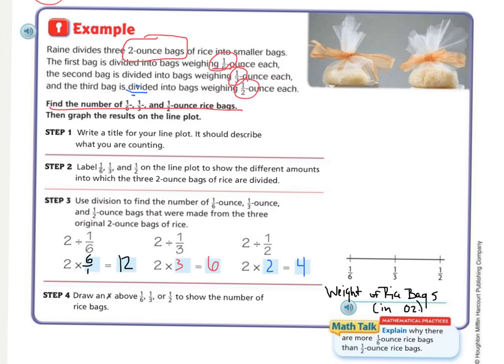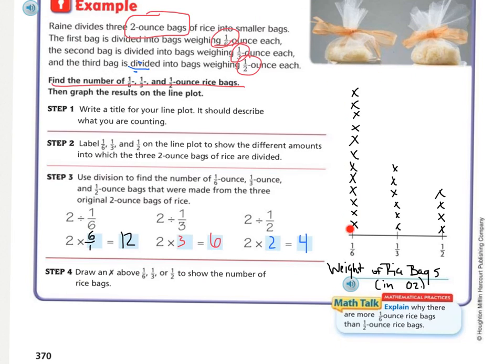So now we know how many 1/6 bags there are, how many 1/3 bags there are, and how many 1/2 bags there are. So we're going to draw an X above each of those to show the number of rice bags. So press pause and create your line plot.